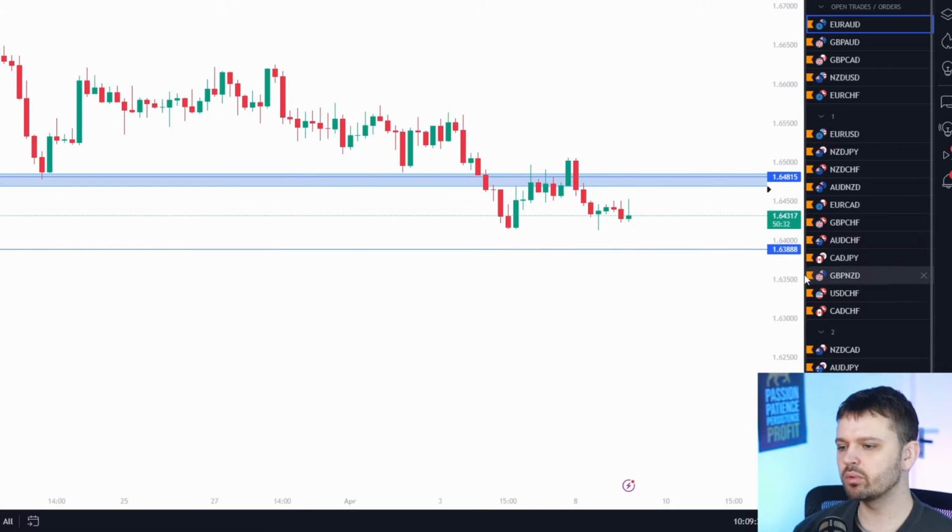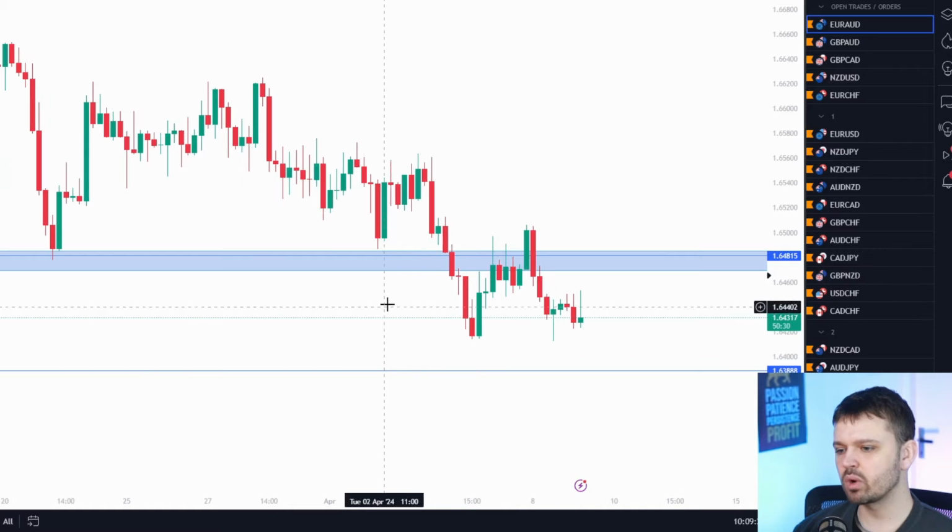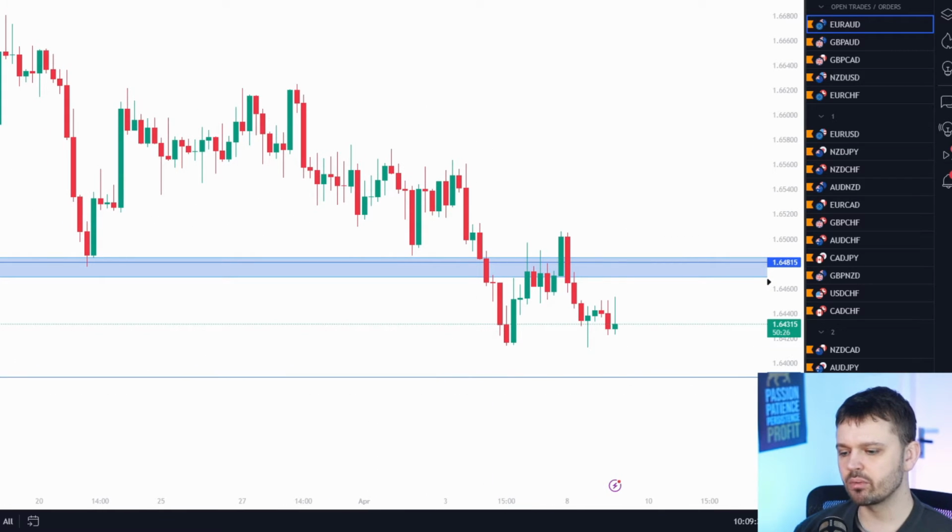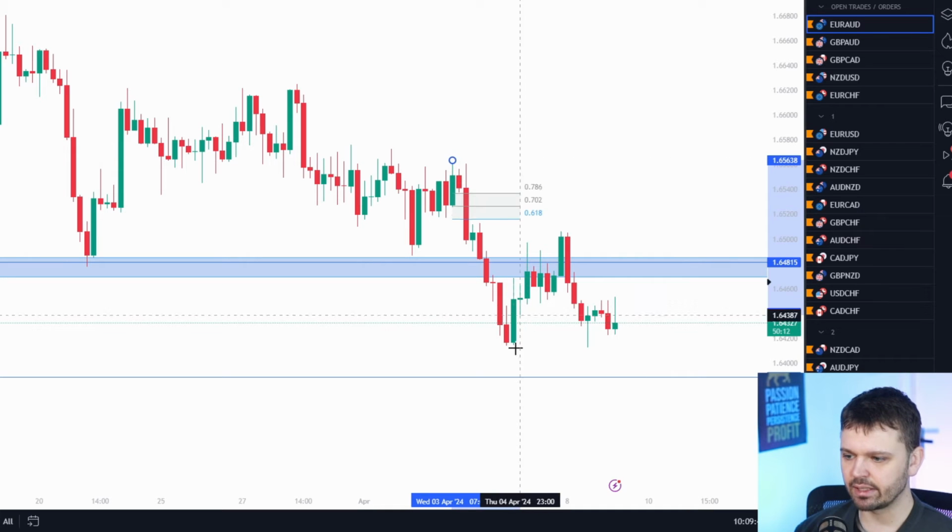Now what I want to do is go into the 4 hour. And what do we get on the 4 hour? We get a very nice trend here, with the highs, the lows, lower highs, a lower low, and then a lower high. And this is usually where I would add the fib tool as well, from that high down to that low.